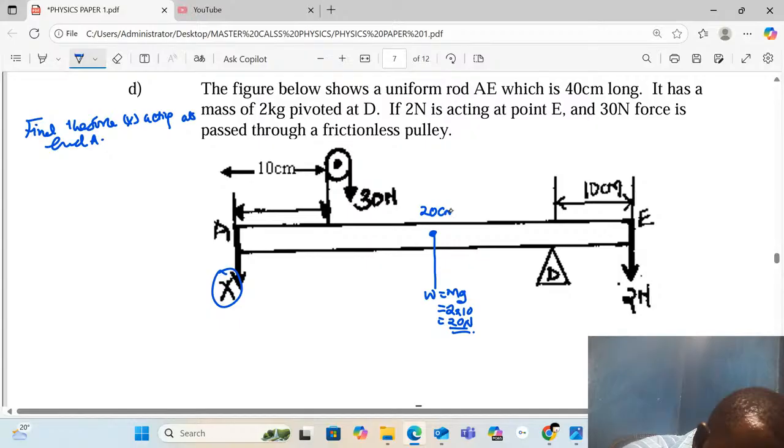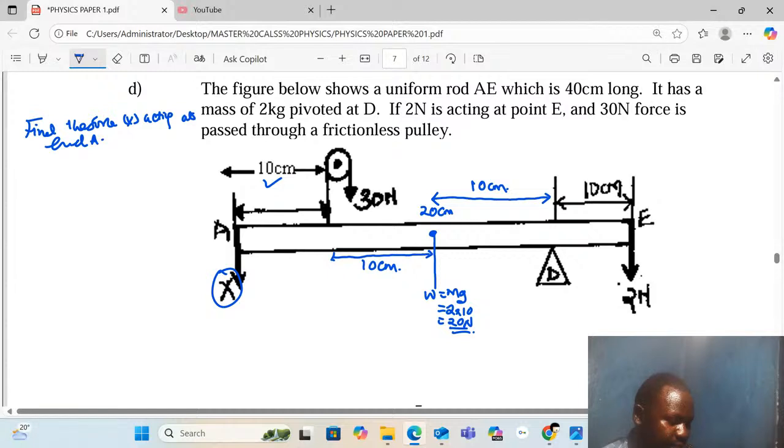So from here up to the pivot, we expect to have a distance of 10 centimeters. And since this is also the halfway, and on this side we are having 10, so 10 plus 10, then we'll get the remaining 10.